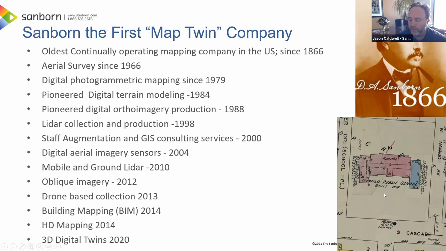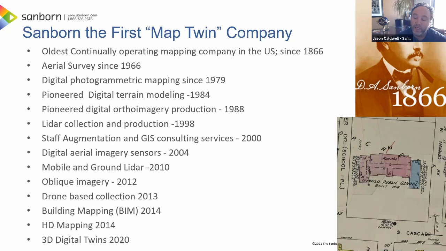This is an image of an elementary school in Colorado Springs. It's on the Sanborn map from 1916. This school is called Ivywild. When I talk about Sanborn being the first digital twin company, this is an example of what I'm talking about, right? We have data from as early as 1866 of structures across the United States that show the name of the structures, the dimensions of the structures, and even some construction information associated with the structure itself.